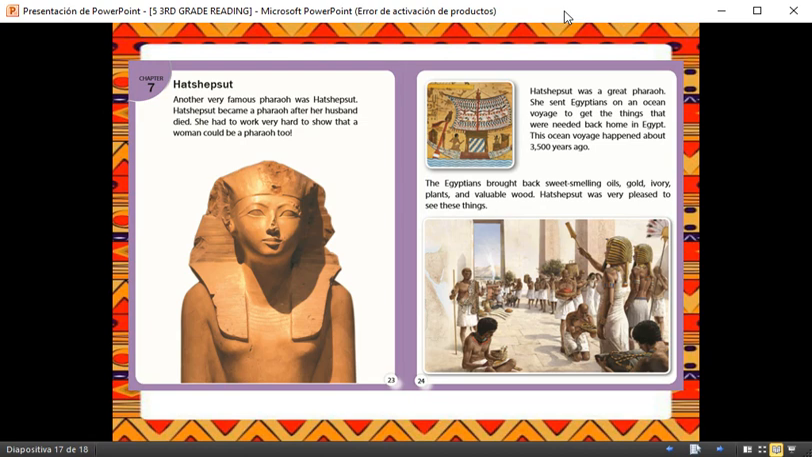She sent Egyptians on an ocean voyage to get the things that were needed back home in Egypt. This ocean voyage happened about 3,500 years ago. The Egyptians brought back sweet-smelling oils, gold, ivory, plants, and valuable goods. Hatshepsut was very pleased to see these things.